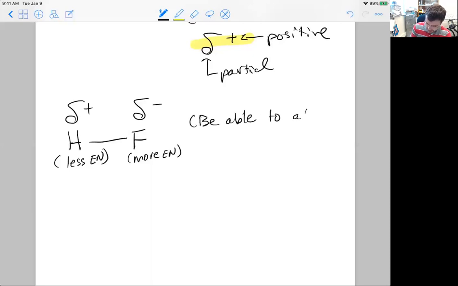So what I want you to be able to do is to add delta plus or minus to molecules. So if I showed you a very complicated molecule, and there are examples of this in the discussion problem set, I want you to be able to pick out instances where we would have a delta plus or a delta minus.